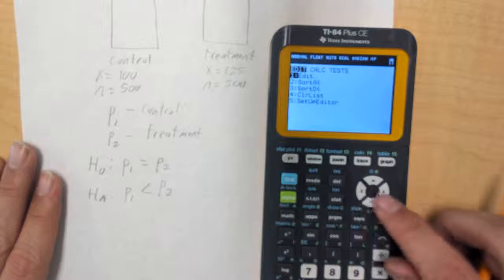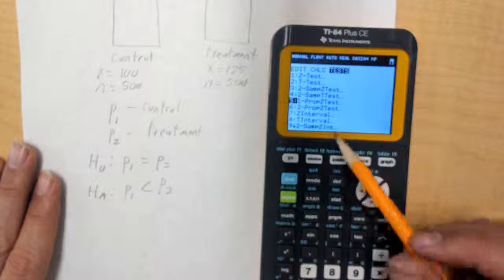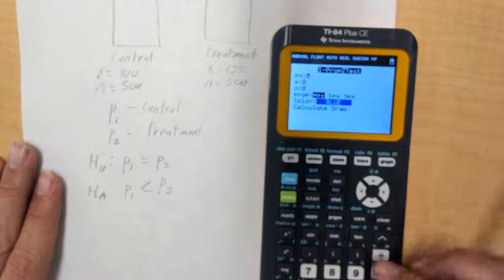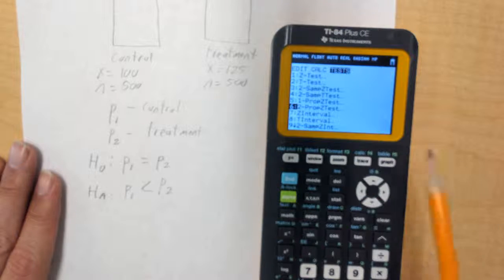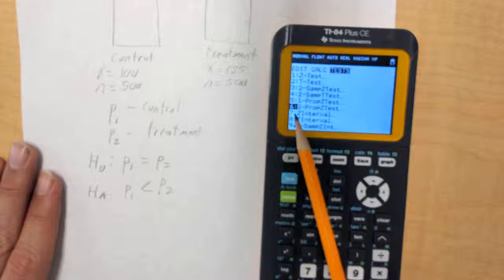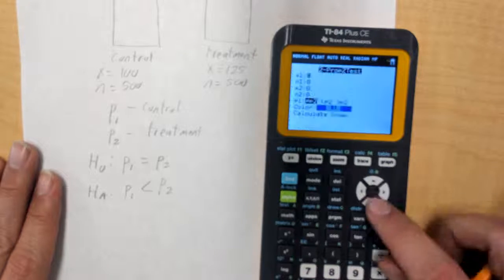So we'll go back to stat, go over to test. We're going to go to option 5, the one proportion z-test. And so, actually we're doing the two proportion z-test. So this is actually option 6. Sorry, I misspoke. Because we do have two groups we broke this into, we do have to use option 6, which is the two proportion z-test.